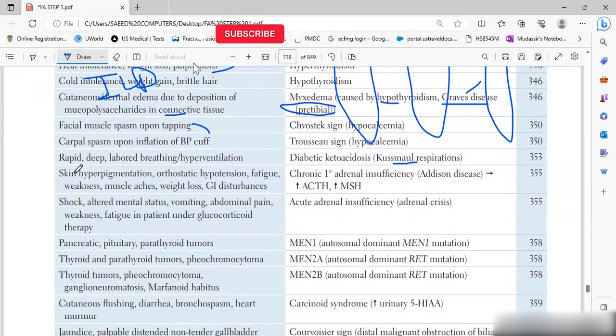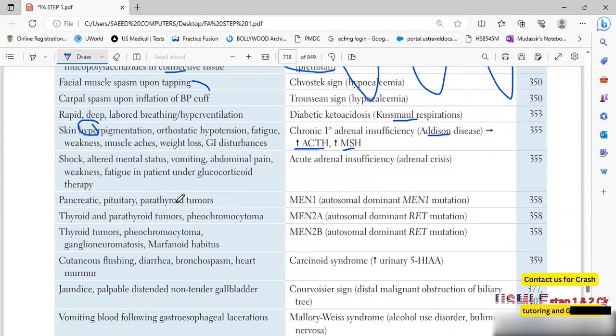Skin hyperpigmentation, orthostatic hypotension, fatigue, weakness, muscle aches, weight loss, GI disturbance: it is Addison disease, primary adrenal insufficiency. In primary adrenal insufficiency, you will have hyperpigmentation, because you will have increased ACTH and increased MSH. In secondary adrenal insufficiency, you will not have hyperpigmentation, and also not hypotension, because secondary adrenal insufficiency will not cause aldosterone deficiency and will not cause increased ACTH.